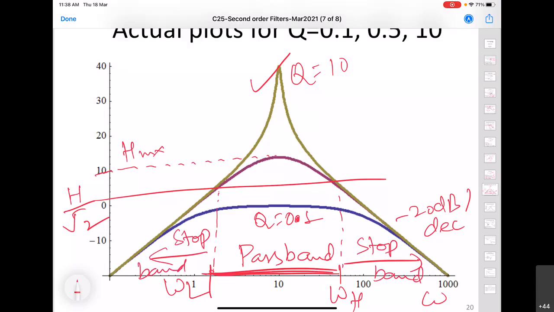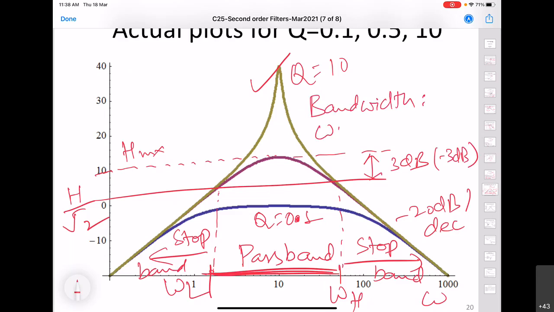And this 1 by square root 2, if you calculate in dB, this value will turn out to be 3 dB. And since it is 3 dB below the maximum, this is also called minus 3 dB. And that is why this bandwidth, that is omega h minus omega L, is called the minus 3 dB bandwidth.